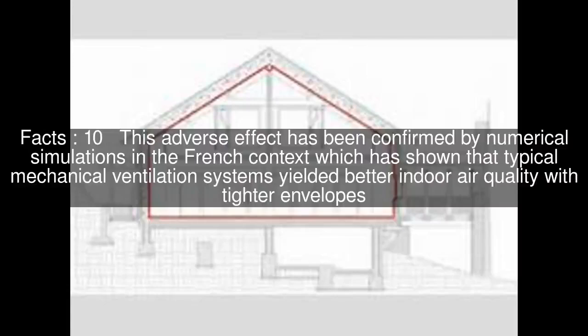This adverse effect has been confirmed by numerical simulations in the French context, which has shown that typical mechanical ventilation systems yielded better indoor air quality with tighter envelopes. Air leaking out of the envelope may cause condensation damage as its temperature drops below dew point.